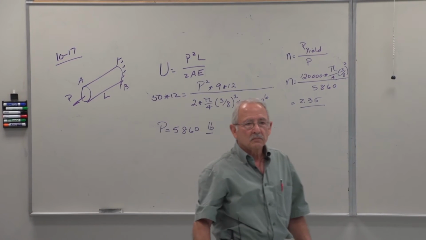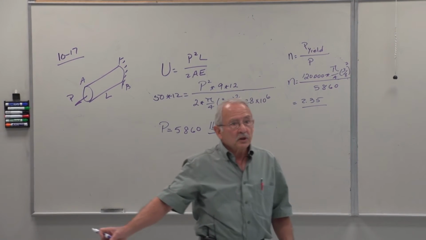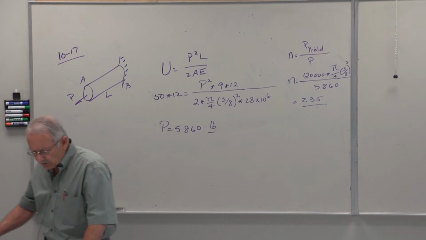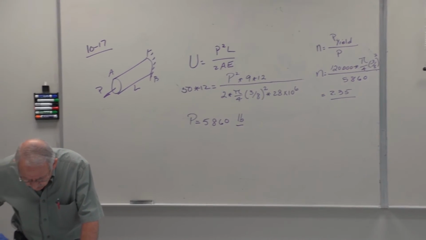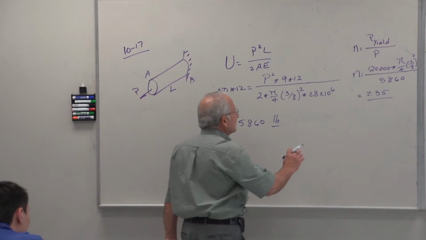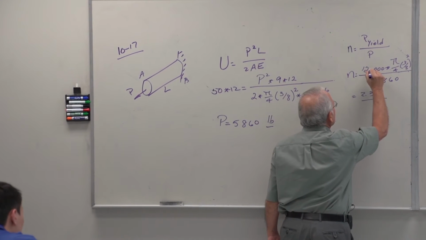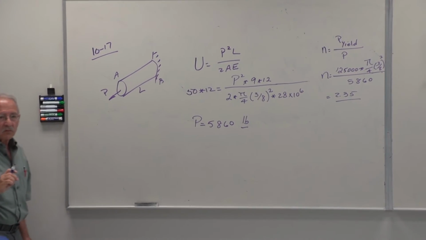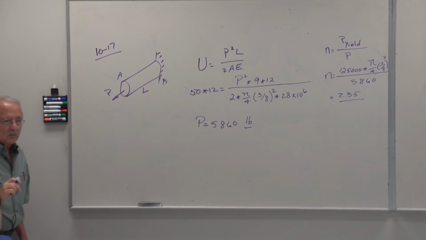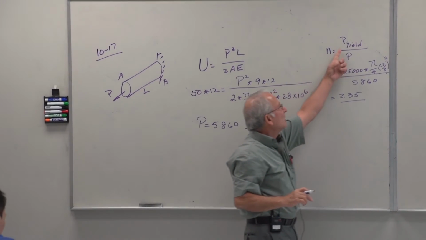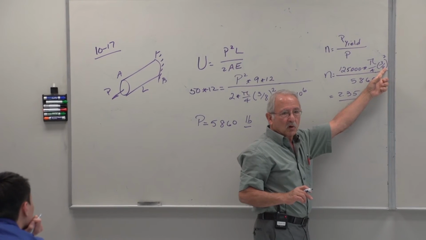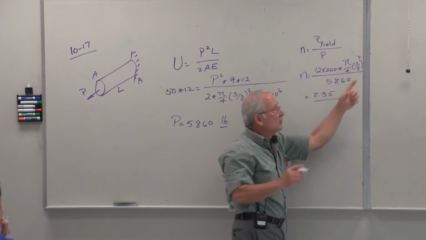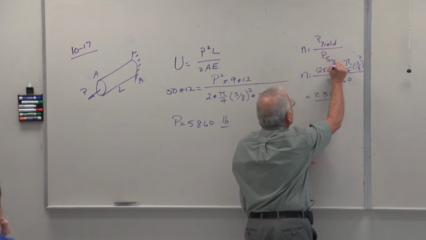Yes? Did you get the 120, is it 120 or 125 KSI yield strength? 125, sorry. Thank you. 125. Yield strength of the material. To find P yield, I multiply the yield strength by the cross-sectional area. So this is SY, and that's A.